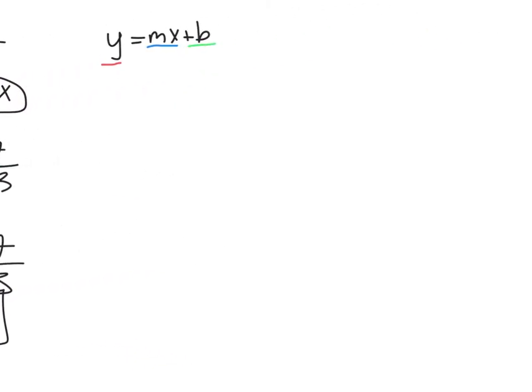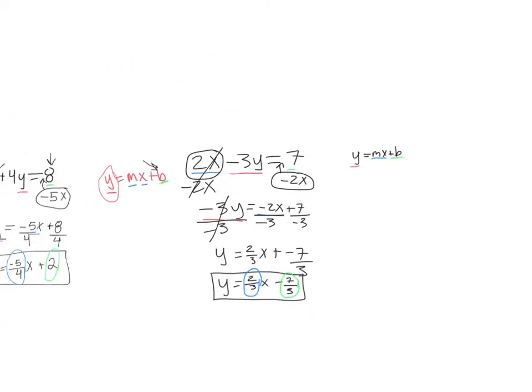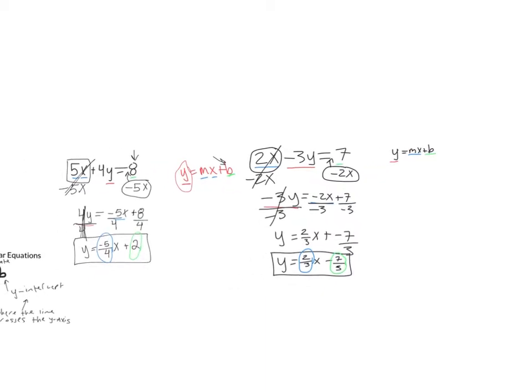Let me make some more space here. Actually, let's look at this. We can compare these two equations that we just found, so we could see which one has a larger slope. The one with the larger slope is this one here, because it's not negative, right? 2/3 is larger than negative 5/4. So that has a larger slope.